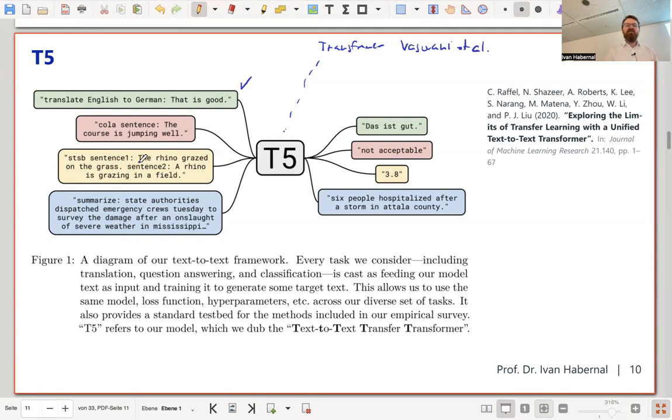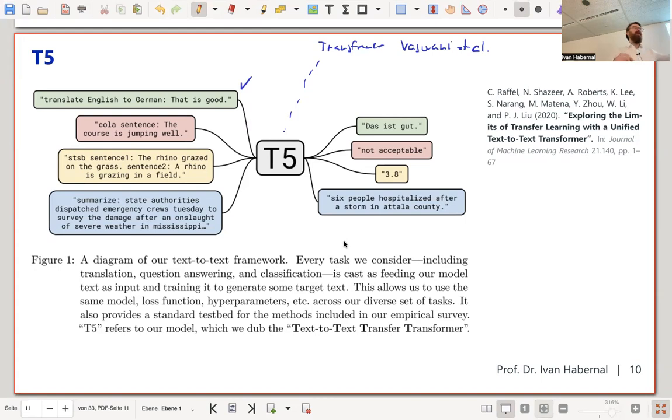So if you see sentence number one, the rhino grazed on the grass, and sentence two, the rhino is grazing in a field, how similar are they on some scale? I don't remember the scale, might have been 1 to 5. This is interesting because this is not a classification task. This is not saying positive, negative, or some classes or next token. This is saying a number. You want to predict a number.